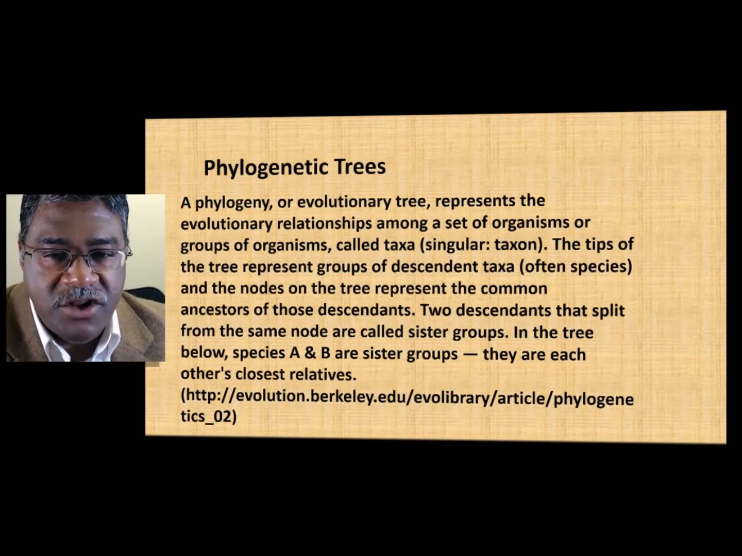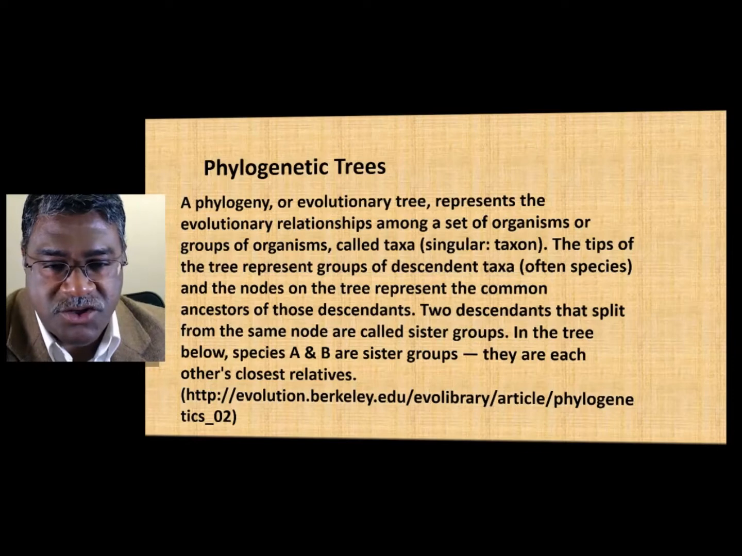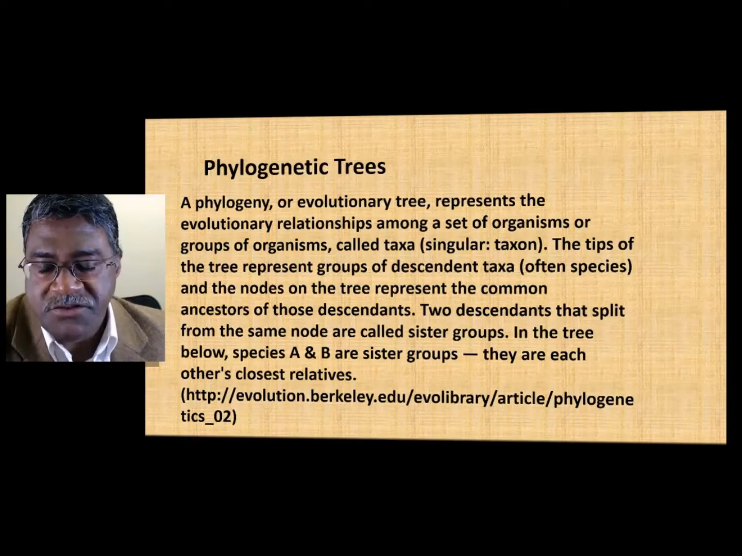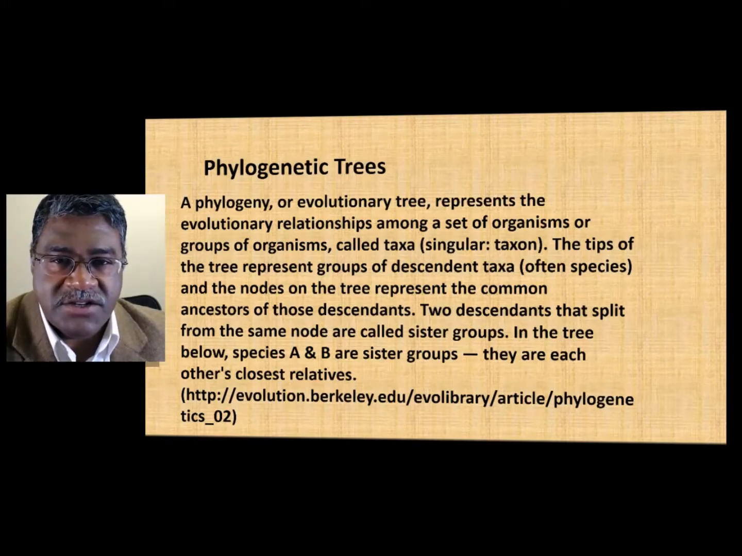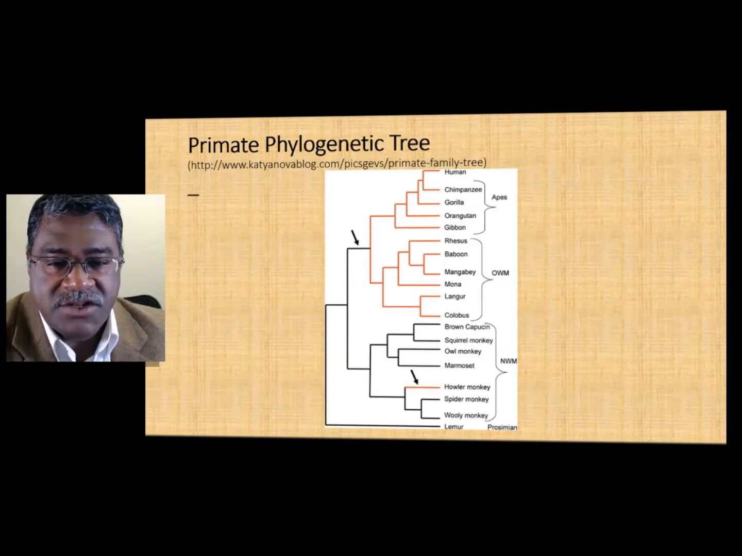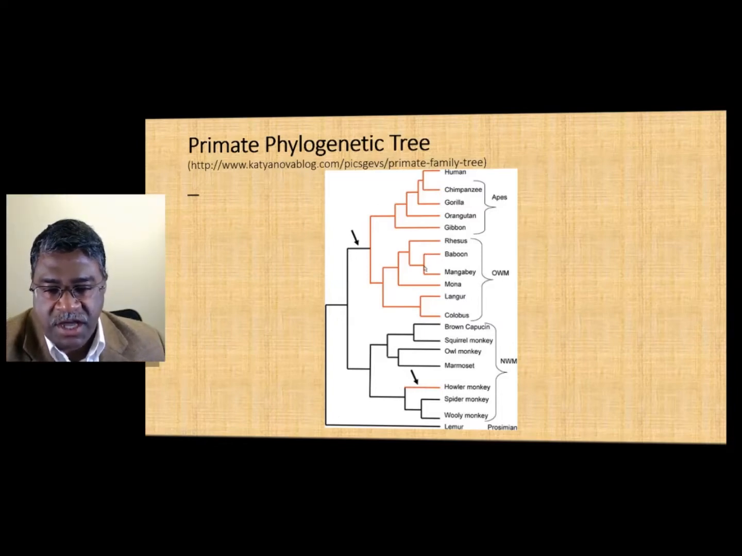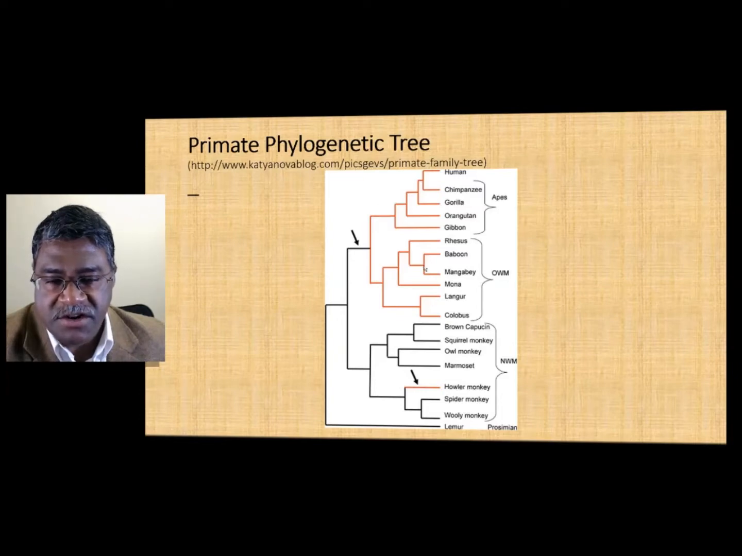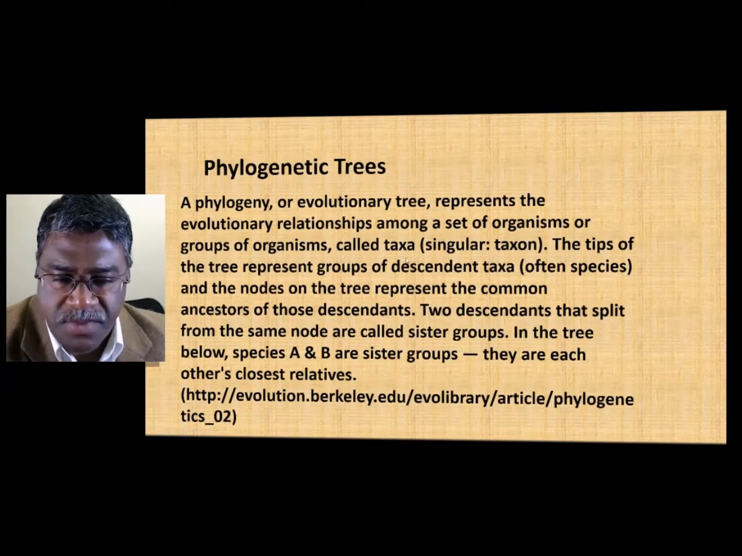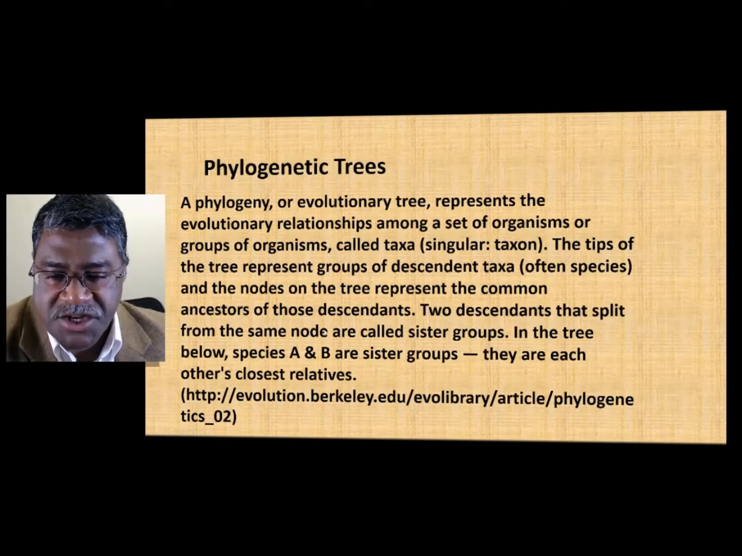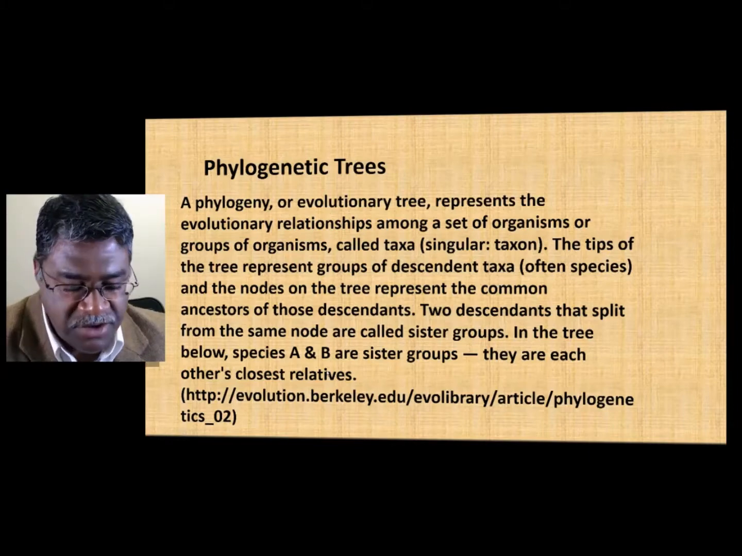So a phylogeny or an evolutionary tree represents evolutionary relationships among a set of organisms or group of organisms called taxa. The tips of the tree represent groups of descendant taxa, often species, and the nodes represent the common ancestors. For example, here's a node where a baboon and a mangabey split. This tells you the evolutionary consequences, and these points where the bifurcation is occurring are the nodes. Two descendants that split from the same node are called sister groups. In each tree below, species A and B are sister groups. They are each other's close relatives.